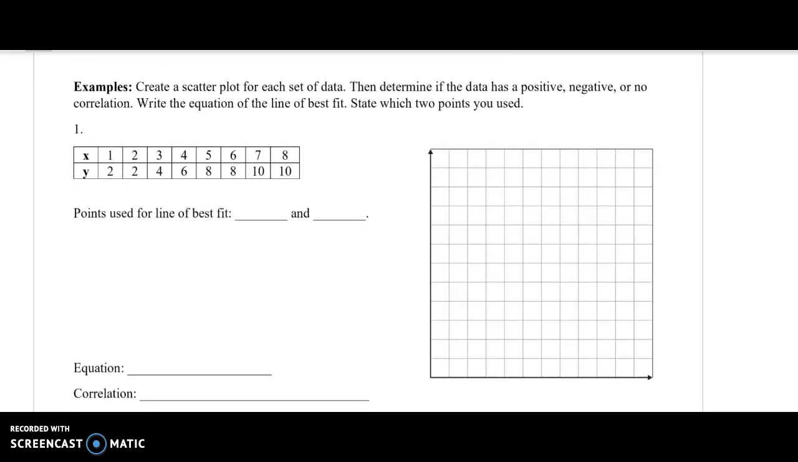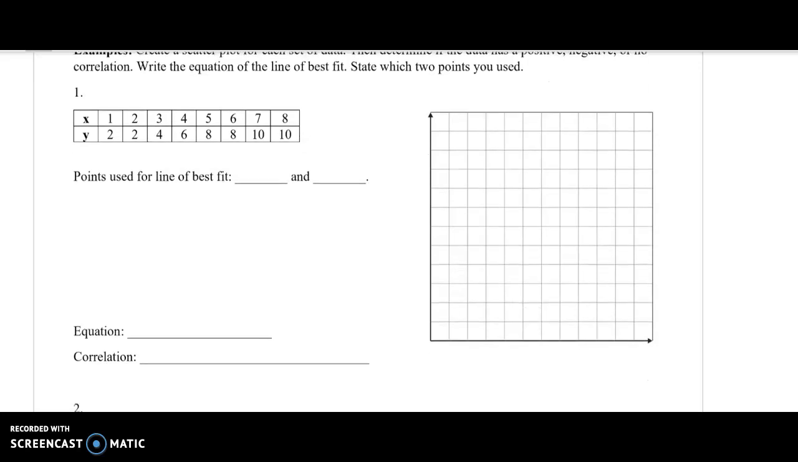It says create a scatter plot for each set of data, then determine if the data has a positive, negative, or no correlation. Write the equation of the line of best fit, state which 2 points you used. First thing we do before any of that, we need to label our table. We've done this before, so we have our X and Y. Our X values, it looks like we can just count by 1. So you want to label that. Our Y values, it looks like we can also probably just count by 1.